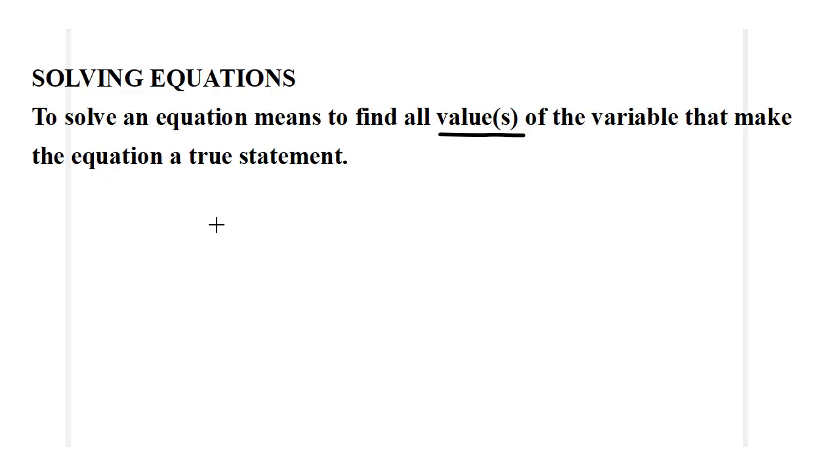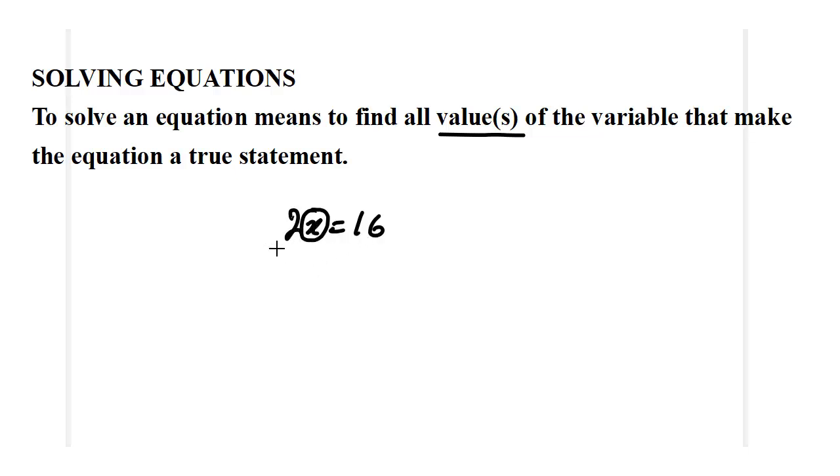When we say we are looking for all the values that make an equation a true statement, what we are saying is that we are looking for the value of the variable that makes the left hand side of the equation equal to the right hand side. How do I mean? For instance, if I have 2x is equal to, let's say, 16, then to solve this, I'm looking for the value of x that will make 2 multiplied by x give me 16.